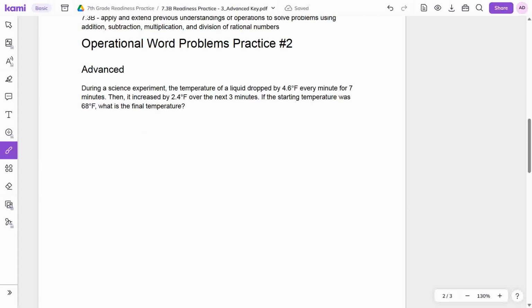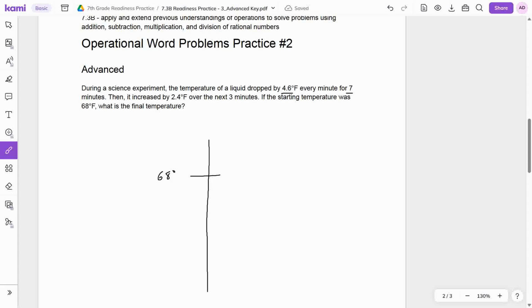Next, we've got a temperature, and we've got increasing and decreasing, and right at the very back, they tell us what our starting temperature is. Okay, so I'm just going to make a vertical number line, and I'm going to put this right here, 68. I'm going to make that represent our thermometer here, and we are going to drop 4.6 degrees Fahrenheit every minute for 7 minutes.